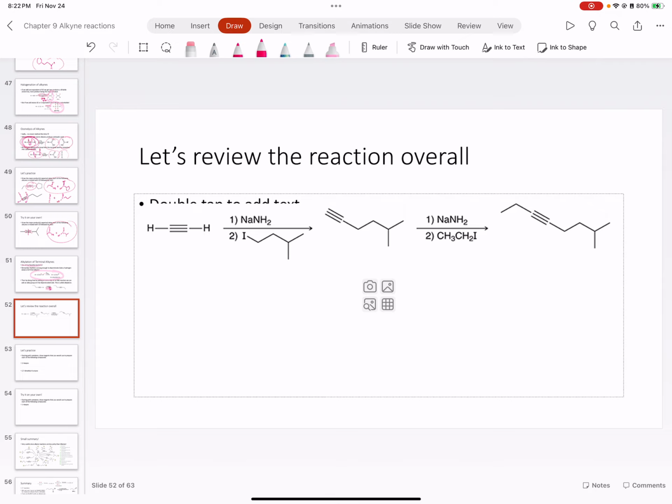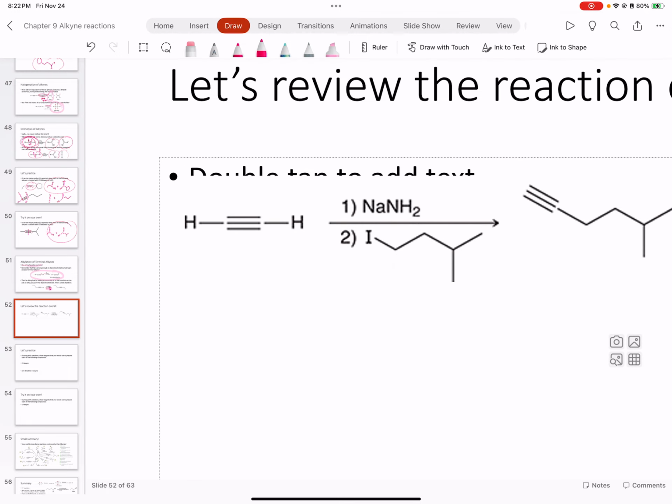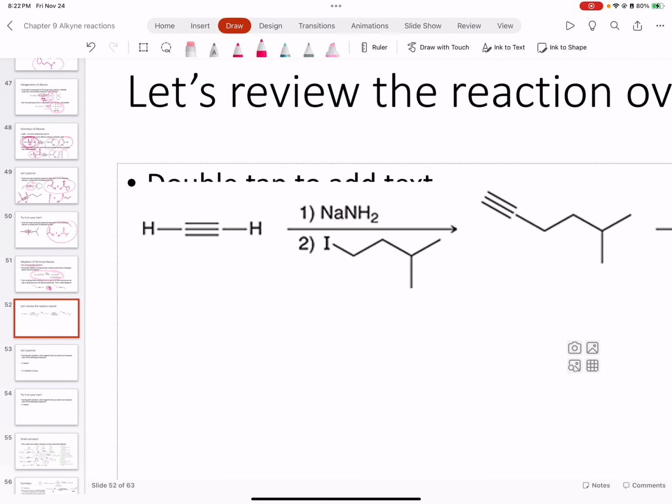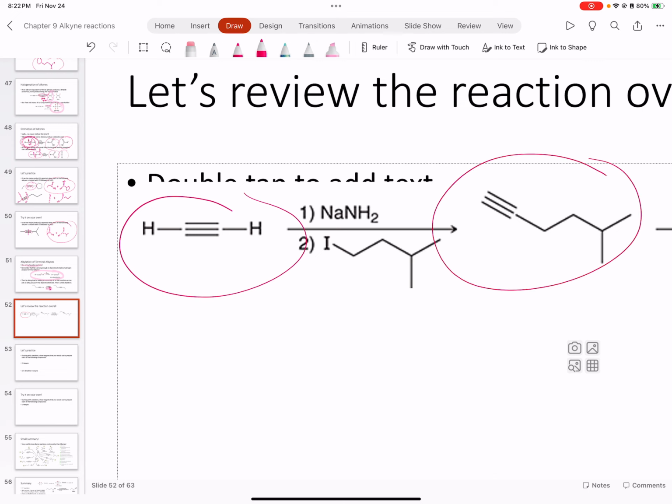Okay, so here we're gonna go over the reaction. We're gonna try to go from here to here. In here we have NH2 negative. Remember, Na is a spectator, so we don't really care. Bases normally take protons, right? So this is gonna take away from it.